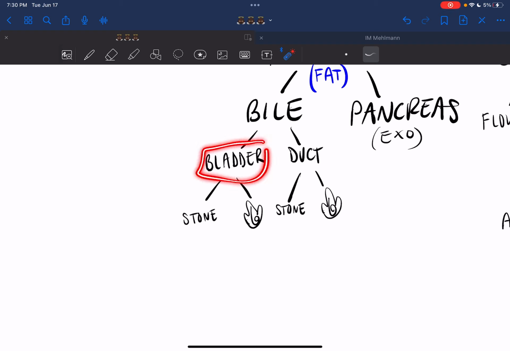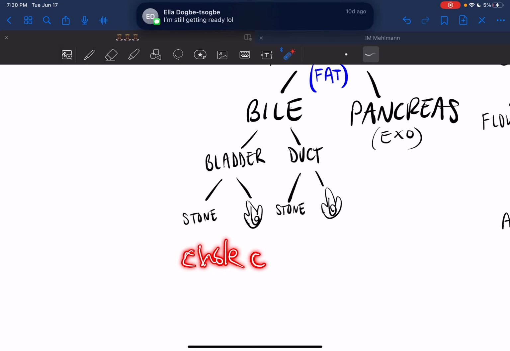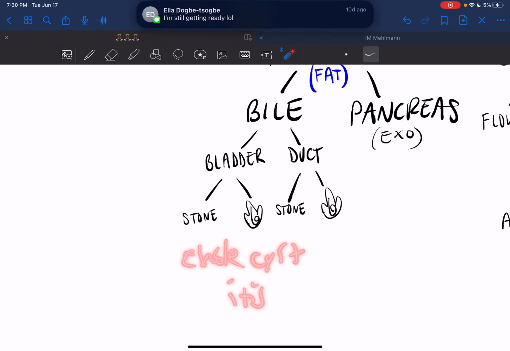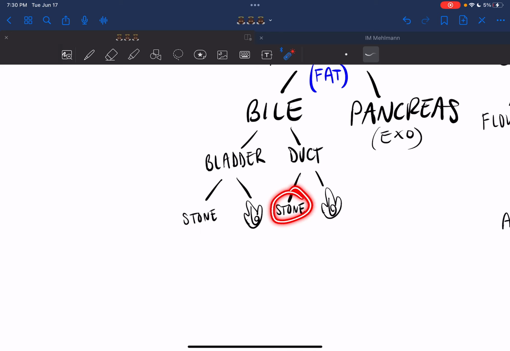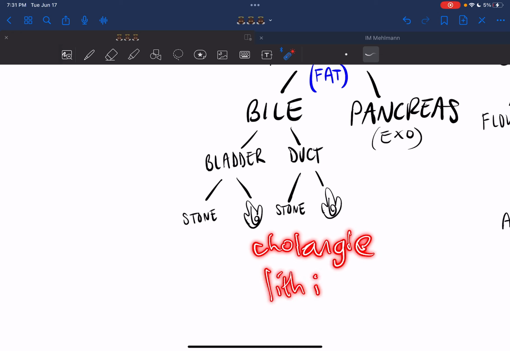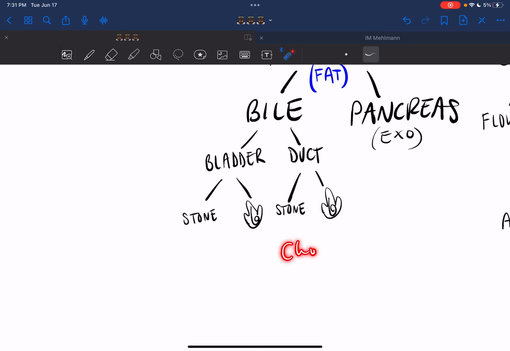So if you have a bladder stone, that's called cholelithiasis. If you have a bladder inflammation, that's called cholecystitis. If you have a duct stone, that's called choledocholithiasis, I think. And then if you have duct inflammation, it's called cholangitis.